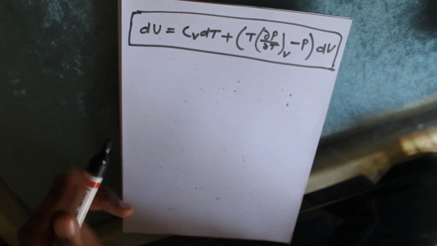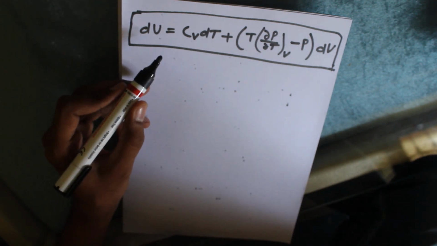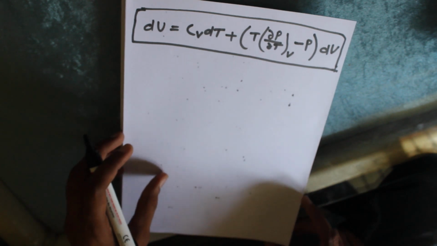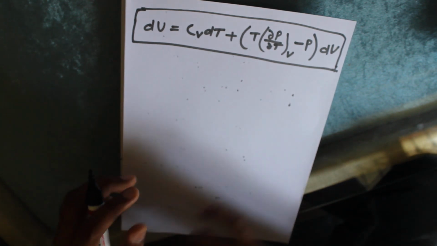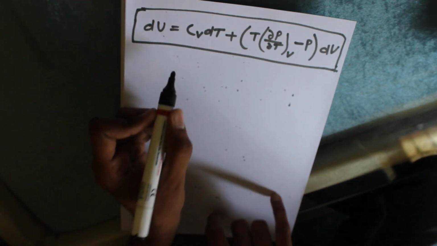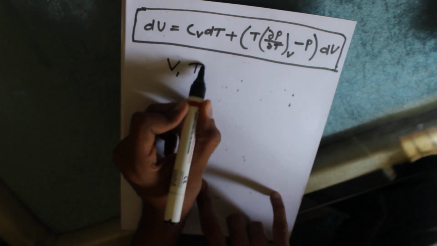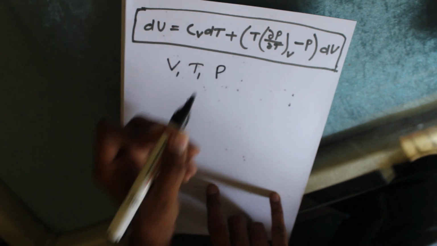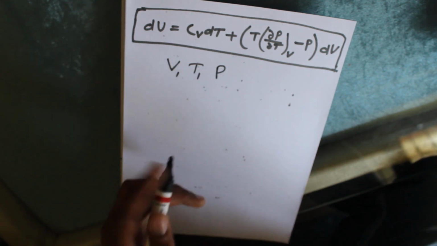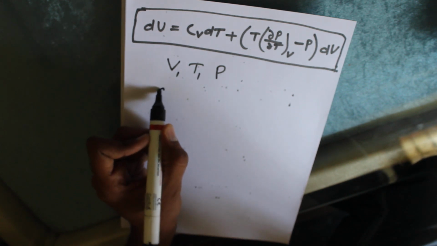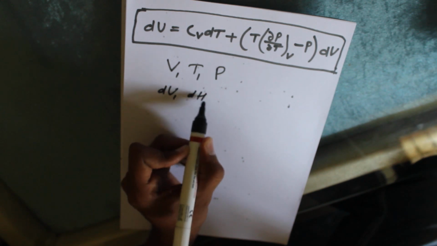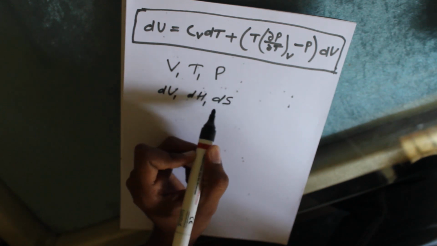In the last class, we have tried the change in internal energy. As I explained earlier, there are two types of thermodynamic property. One which we can directly calculate, for example, volume, temperature, and pressure. And second one are those property which cannot be directly calculated, like the change in internal energy, enthalpy, entropy, etc.